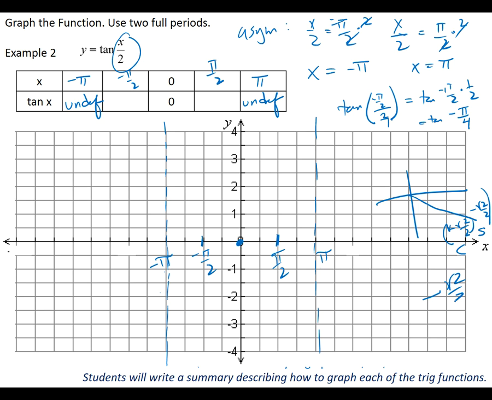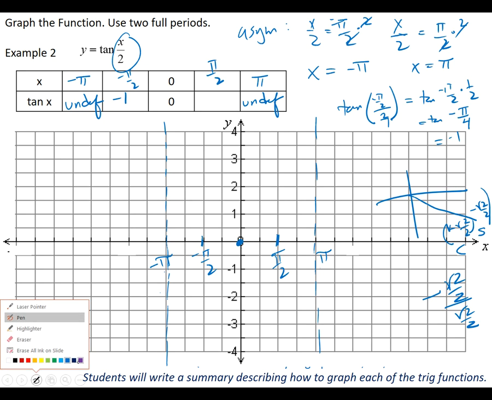Okay, negative square root of 2 over 2, and then square root of 2 over 2. What's that reduced to? Negative 1, so that's what I put in my chart. Alright, I'm going to kind of cheat on the next one here.